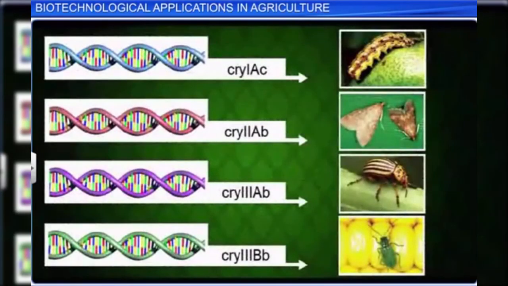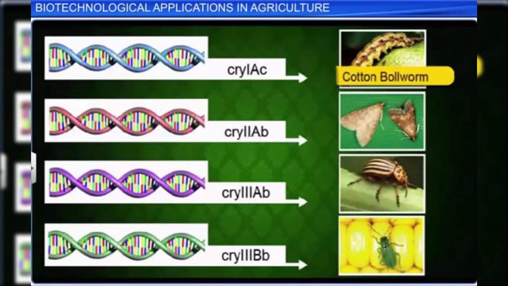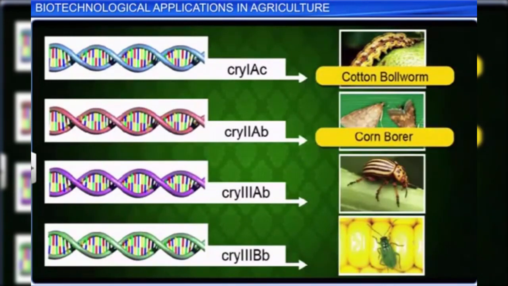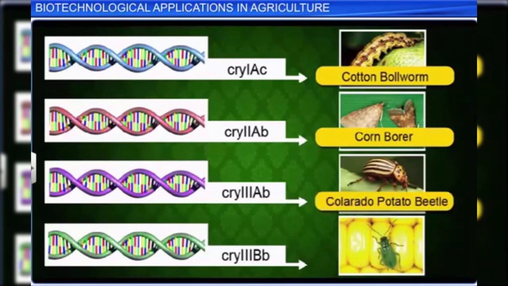They provide resistance to cotton bollworms, corn borer, Colorado potato beetle, and corn rootworm respectively.